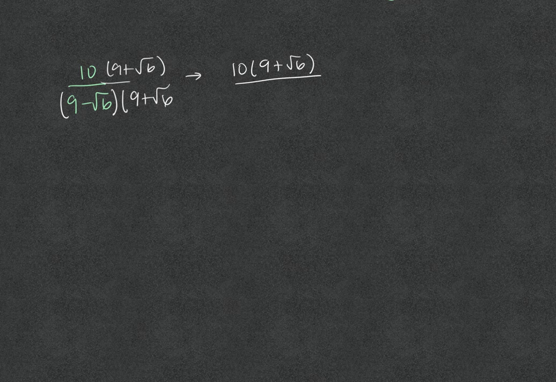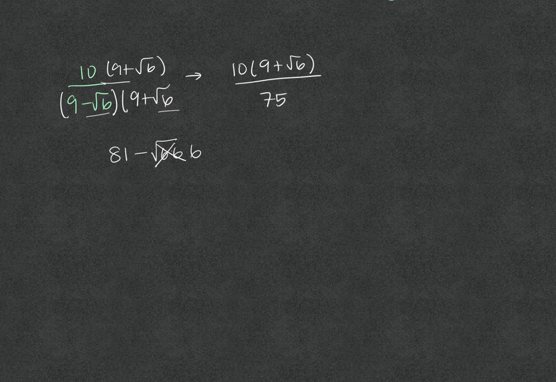We're going to do 9 times 9, which is 81. And then we multiply the last terms. Negative root 6 times root 6. So you're going to get minus this, which is going to end up being just an ordinary 6. 81 minus 6 is 75.